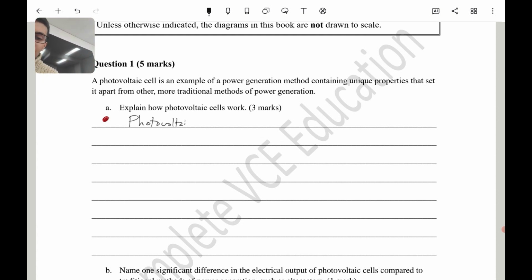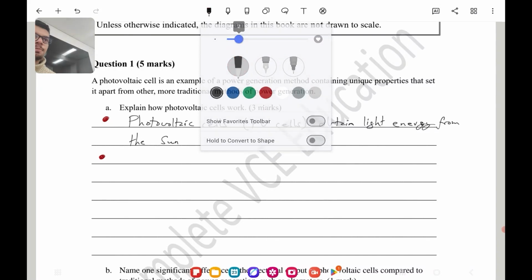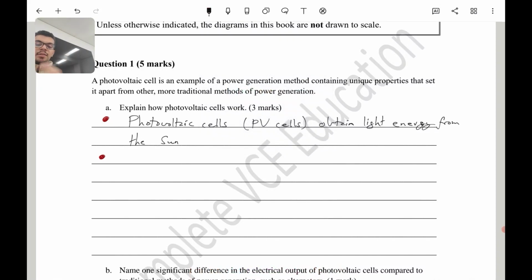Photovoltaic cells, or PV cells in brackets, obtain light energy from the sun. Okay, that is the first dot point. Second remark. What makes up our photovoltaic cells? We must talk about that as well.